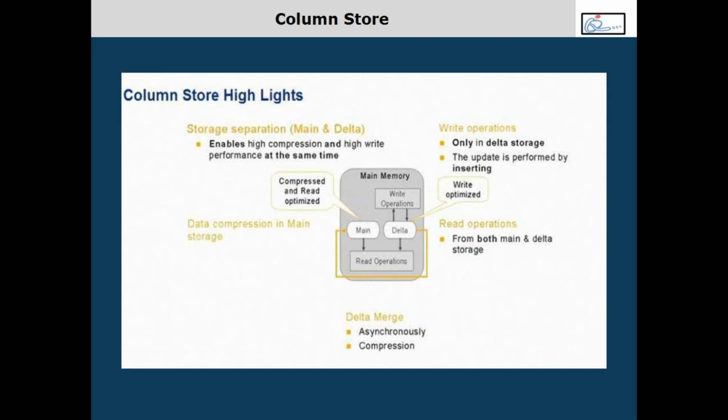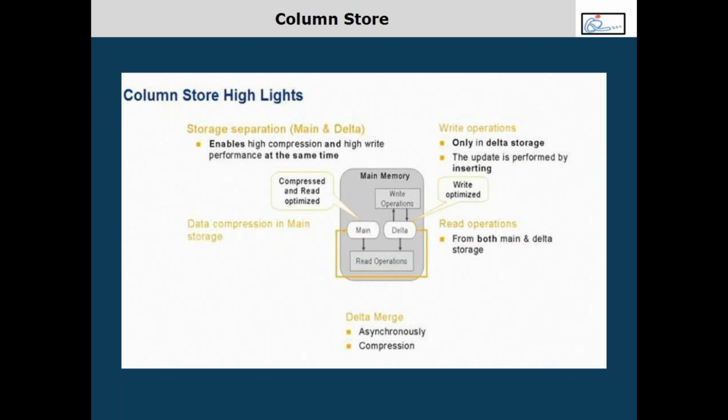Whenever you design a column store table, it will have two storages in the backend: a main table and a delta table. The delta table is optimized to handle write operations, and the main table is more optimized for reading. Every time you perform a write operation on a table, it writes data into the delta store. Every time you want to read, it reads data from main as well as delta.